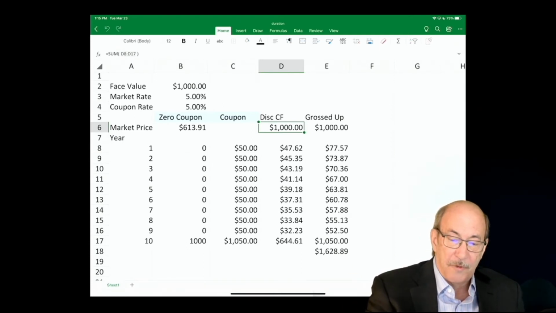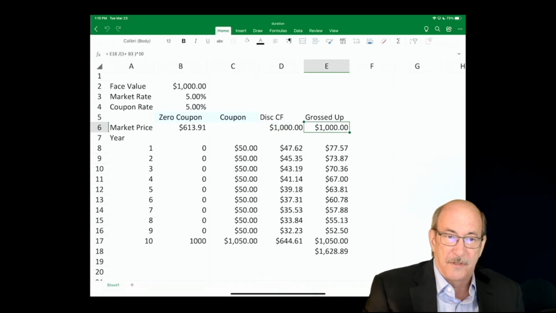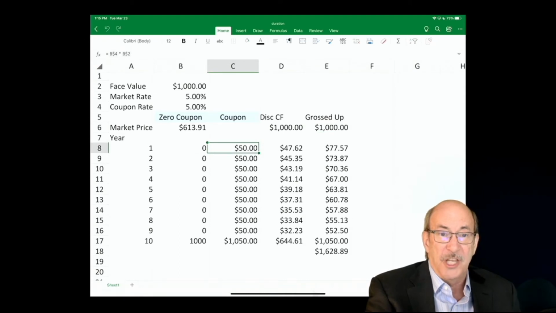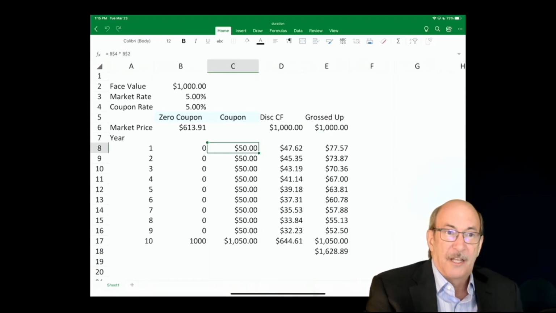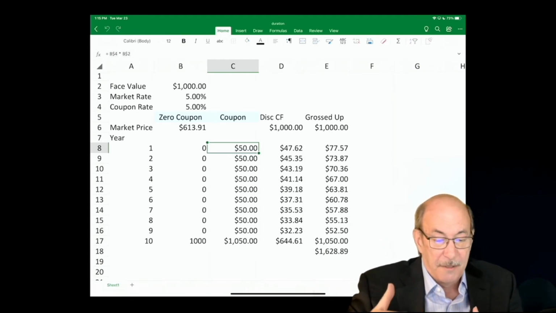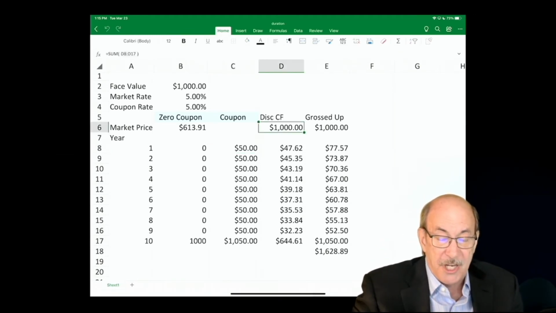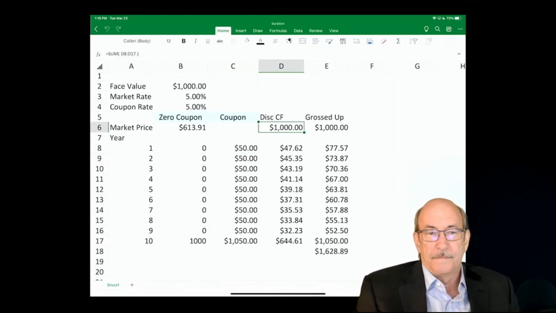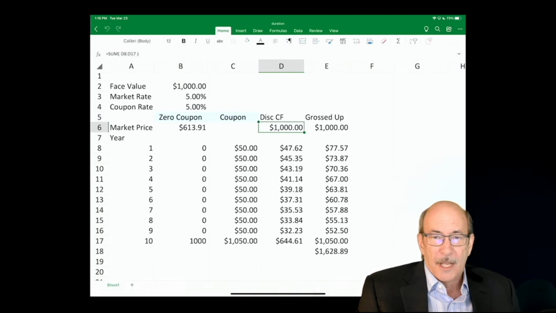Okay, so let me pose to you something like this. Look at it in a slightly different framework. Instead of discounting these cash flows over here in column C, let me back up a second. What we've done here in column D is we have moved all of the cash flows back to time 0. And we do that through this discounting process.